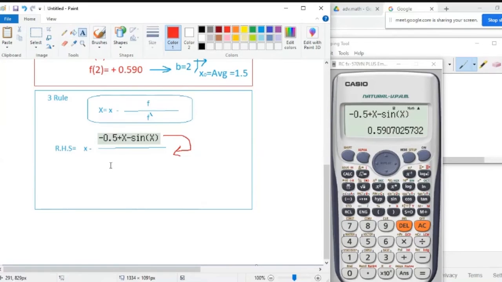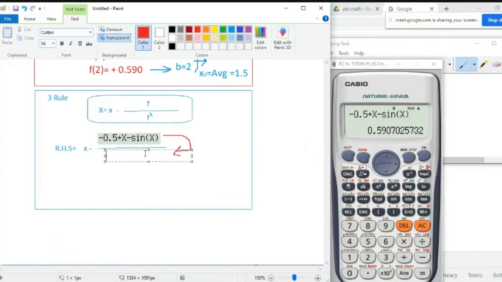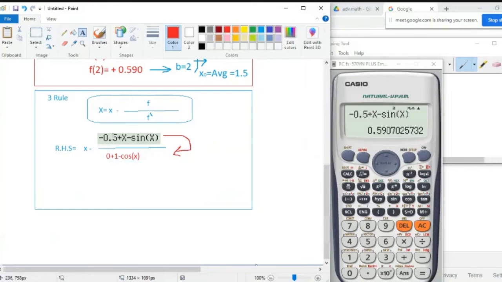0. Then, as you said, the derivative of negative 0.5 is only 0, plus the derivative of x, 1, and the derivative of sine x plus cosine x. Derivative of sine is cosine x. Then up in the numerator I have the function, but down I have the derivative.